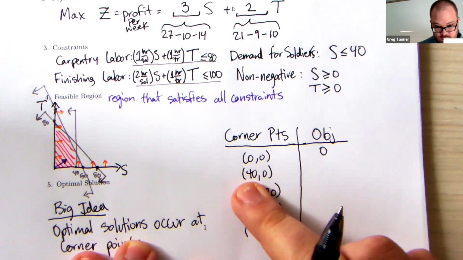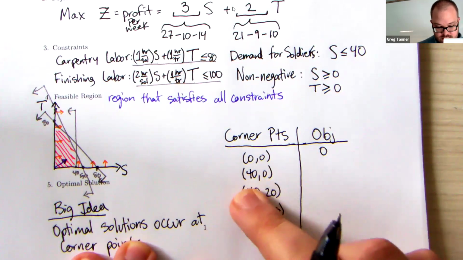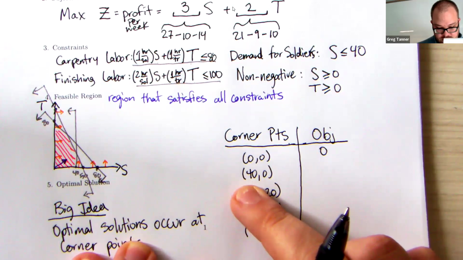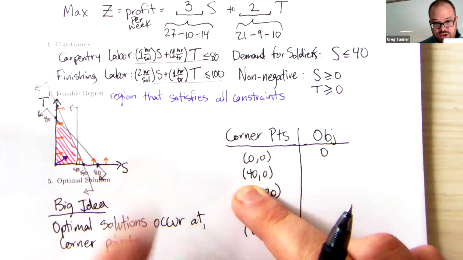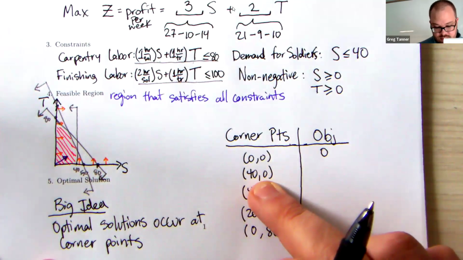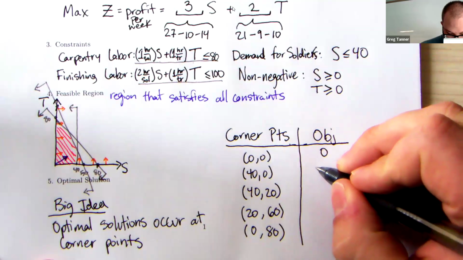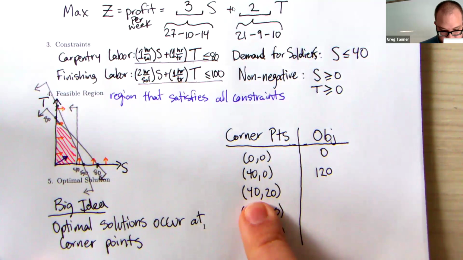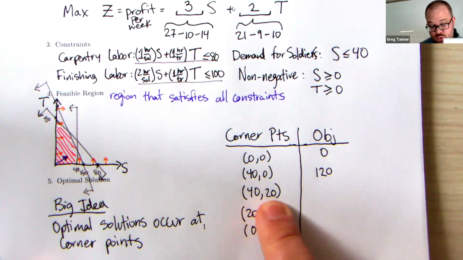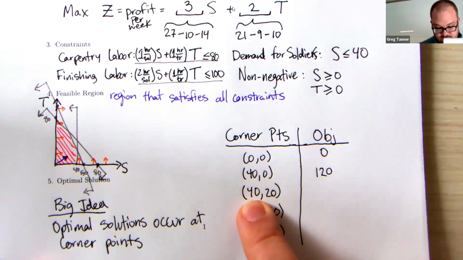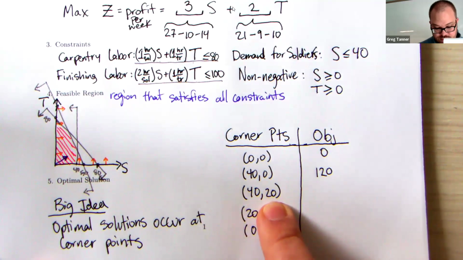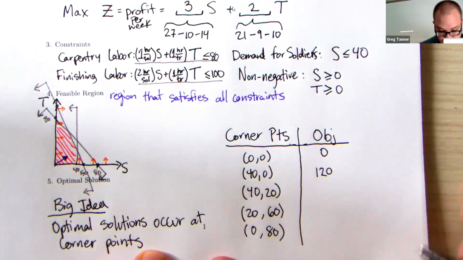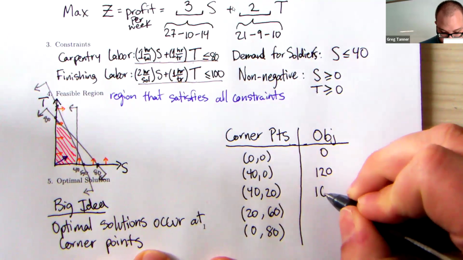Now, if I make 40 soldiers and 0 trains, then I'll do 40 times 3, which is the profit per soldier, plus 2 times 0, and that will give me a profit of 120. Now, if I make 40 soldiers and 20 trains, I'll still get the 120 as the profit from the soldiers, and I'll get an additional 40 units of profit from the trains. And so that will give a profit of 160.